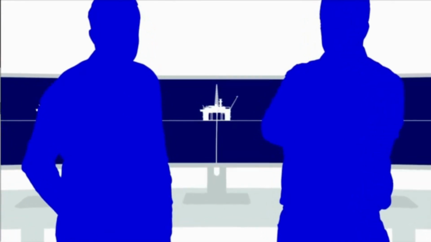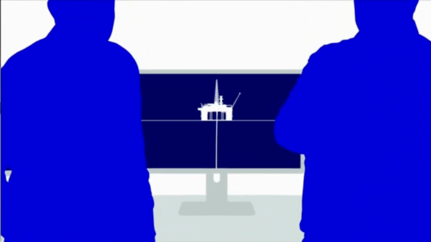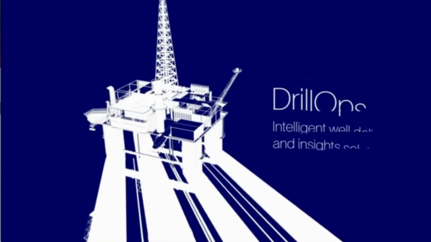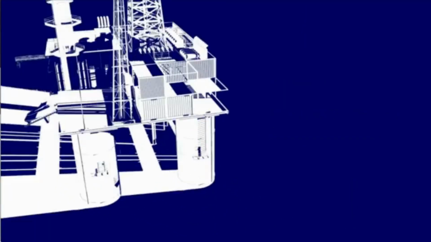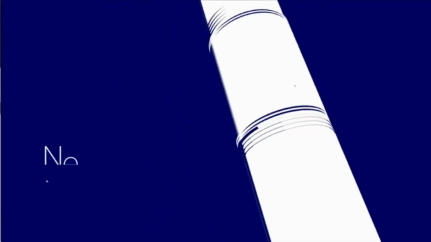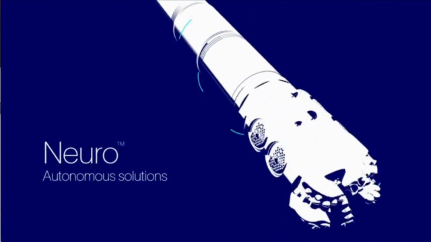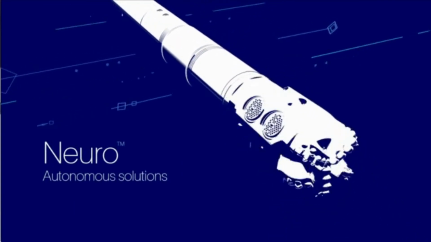We started with a cross-disciplinary team that worked as a united force. Then we used our sequencing software to automate pipe handling connections, as well as trips in and out of the hole. DrillOps, SLB's intelligent well delivery solution, automated on-bottom drilling, while our Neuro autonomous solutions figured out the best steering sequences and parameters to reach the target.